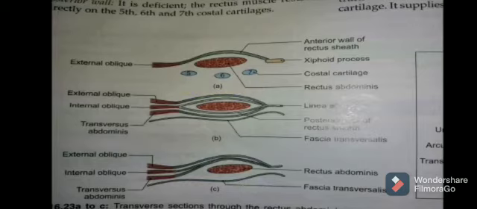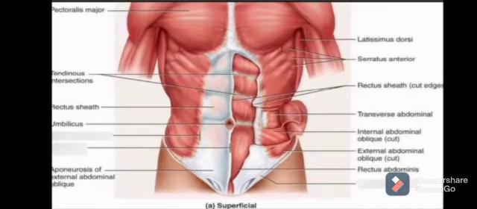And it is not just variable, a posterior layer is not present in the costal margin area as well as below the arcuate line. It is only present in the part from below the costal margin to the umbilicus. And next, a very important thing: this arcuate line is present at this level. We have seen it in the very first slide.